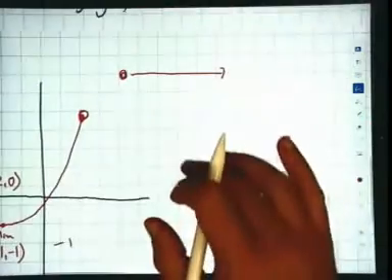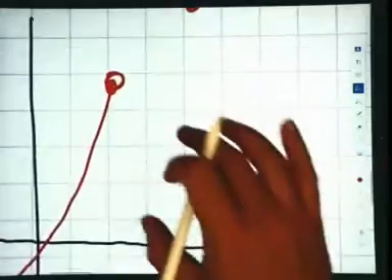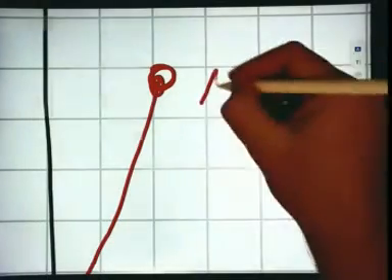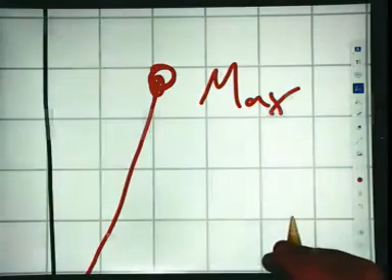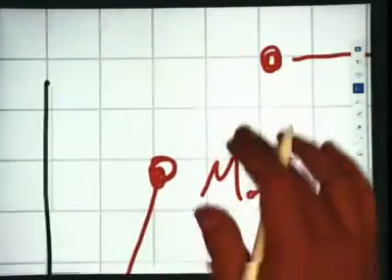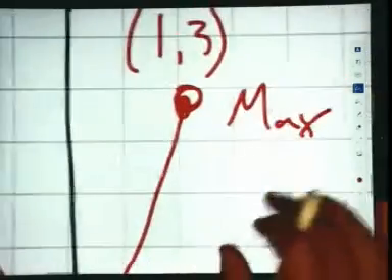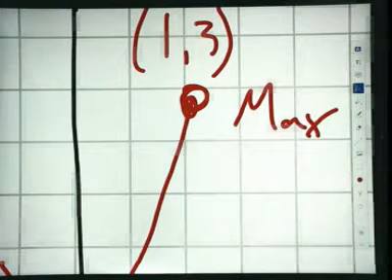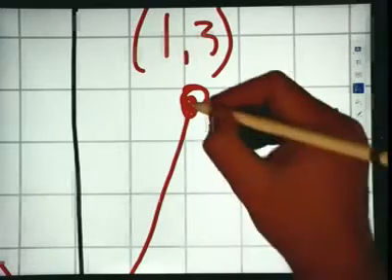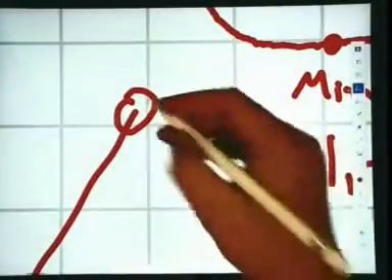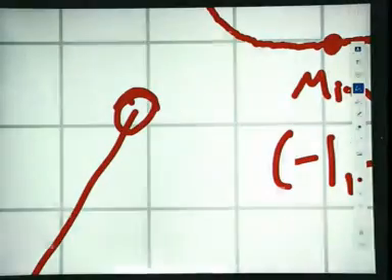I got a max. Now let's just zoom in on other parts of the graph. If I were to just zoom in on this portion of the graph, there's a max. And where are the coordinates of that max? (1, 3). So I'm not looking at the graph as a whole, I'm looking at portions of the graph. So you gotta kind of use your imagination to zoom in and find where are the high points and where are the low points. Now because this is a solid circle, we get to declare that this is the max. Unlike down here, this is an open circle, we cannot declare that to be a maxima.